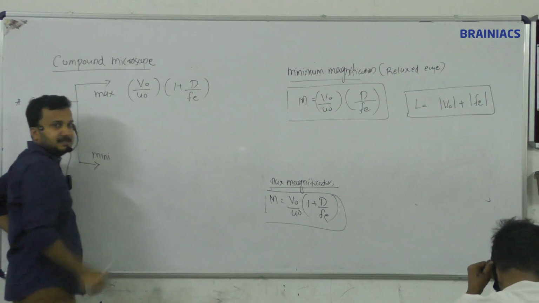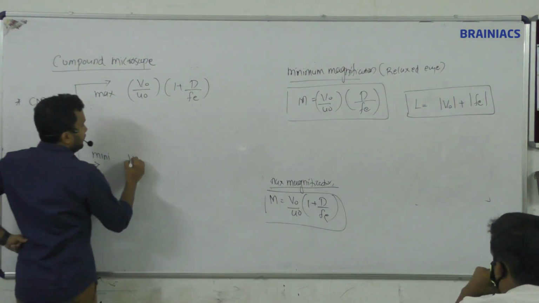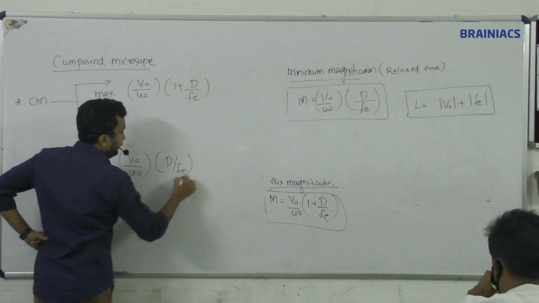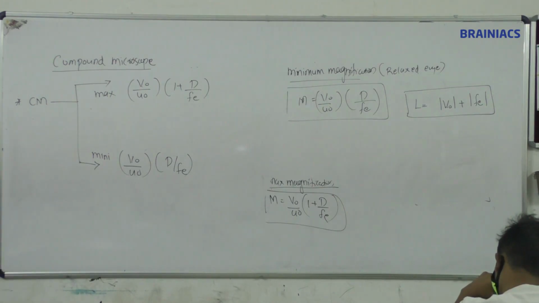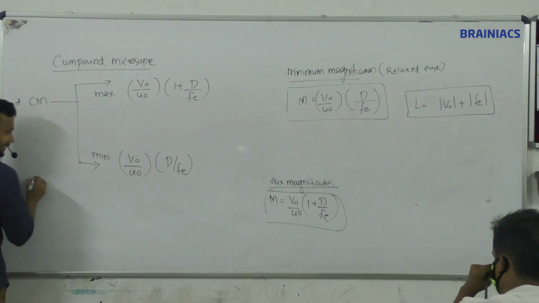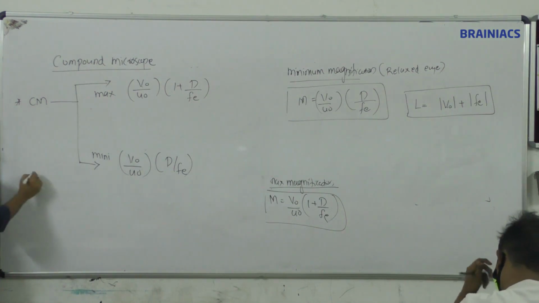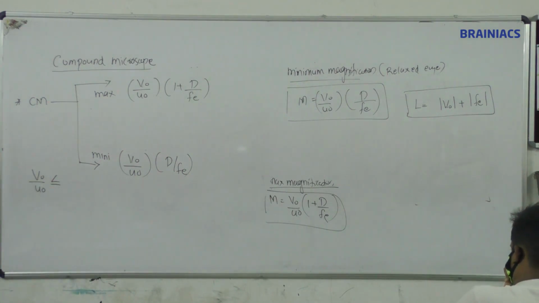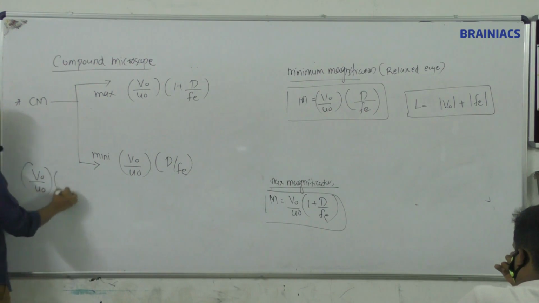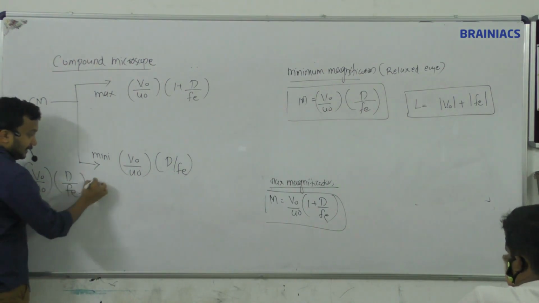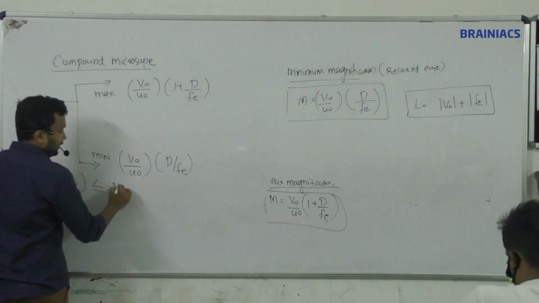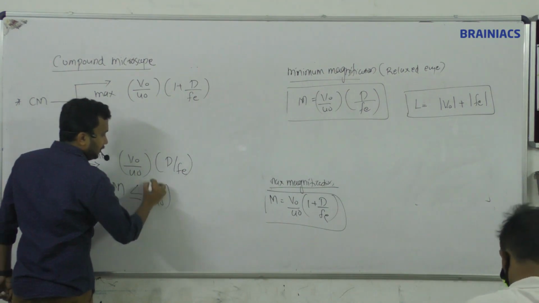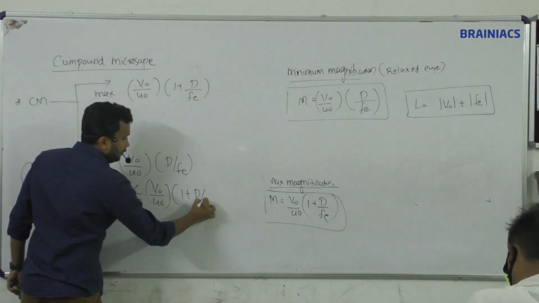For the objective lens we take the eyepiece lens. So V0 by U0 into D by FE. Correct? The magnification value is V0 by U0 into D by FE, and the magnification is greater than or equal to V0 by U0 into 1 plus D by FE.